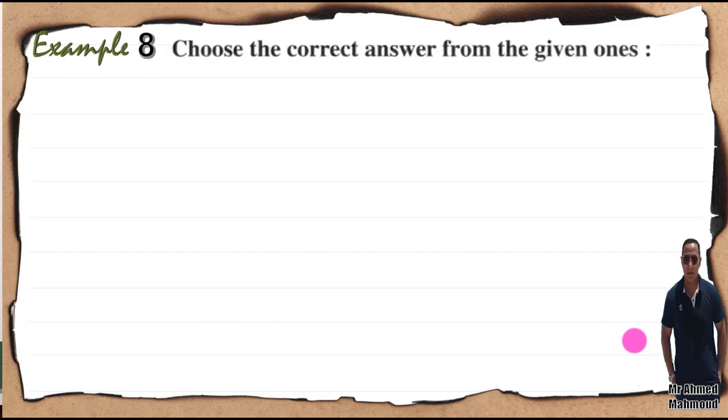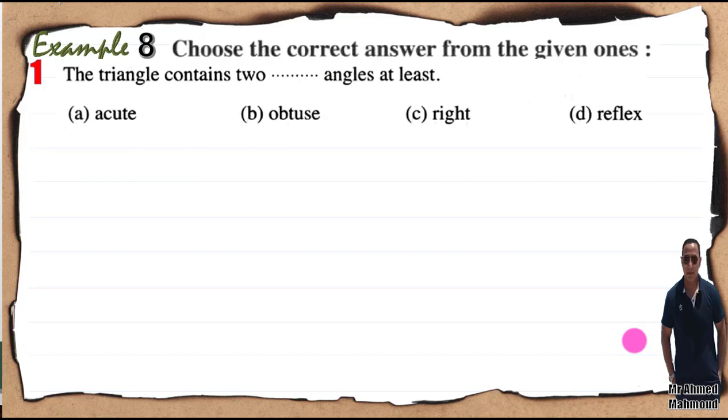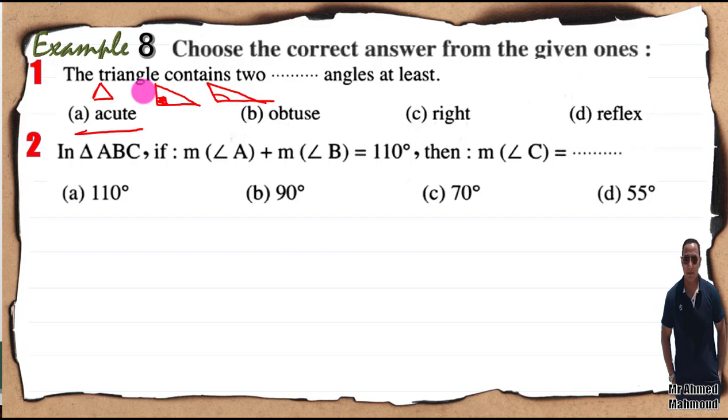Next, example 9. Here, a triangle contains at least how many acute angles? Any triangle contains two acute angles, because if we have an acute angle triangle, it includes three acute angles like this. If we have a right angle triangle, it includes one right and two acute. If we have an obtuse angle triangle, it has one obtuse angle and two acutes. So forever the number of acute angles is two or more. So any triangle includes at least two acute angles.